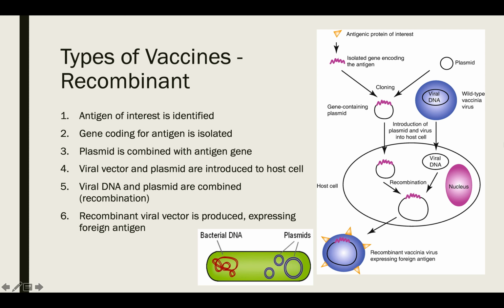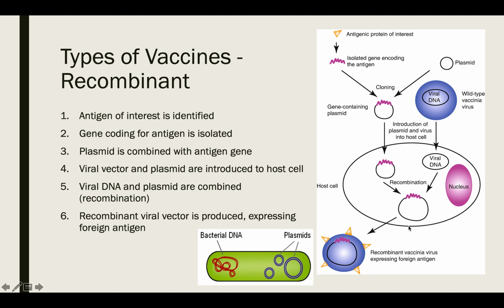Okay, then the viral vector and the plasmid are introduced to a host cell. So this would be a cell in cell culture. This isn't in a living human. This is just cells growing in a petri dish. While they're in there, the plasmid is going to combine with the viral DNA, and then it's going to replicate this virus. So this is a vaccinia virus. In this example, this image, it's a chickenpox virus.